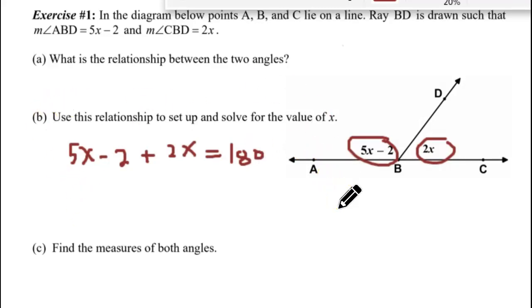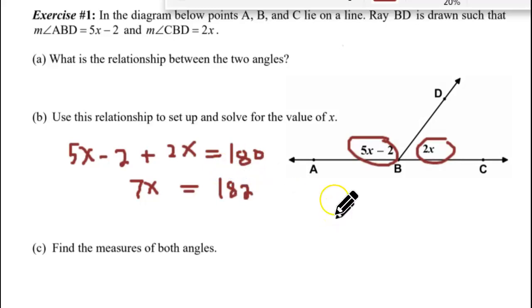Now we combine terms. What are the terms we can combine on the left side of the equation? 5x plus 2x will become 7x. So now we have this minus 2 and that 180. When you move this to the other side, or add 2 to both sides, that becomes 182.